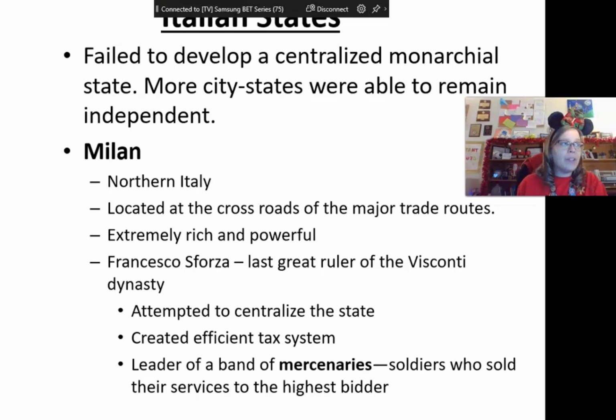And I just want to remind you that at the end of the Middle Ages, many European countries sought to create new monarchies and reestablish the power of kings. And so Italy was different. They did not want that, and so they're doing their own thing.